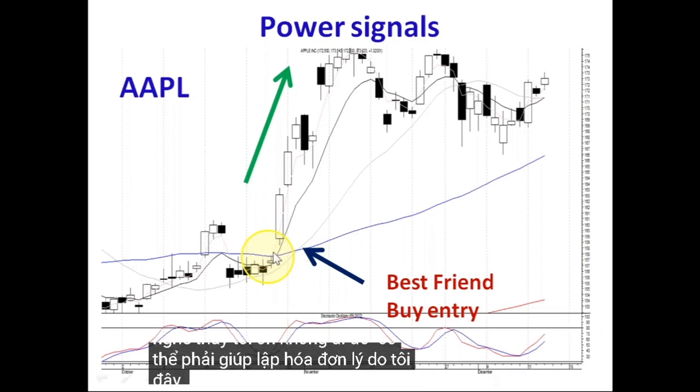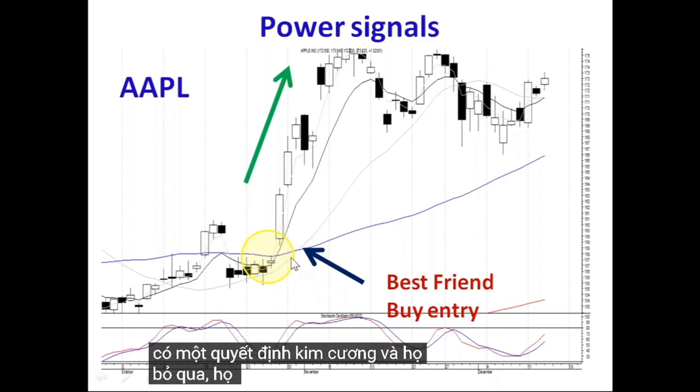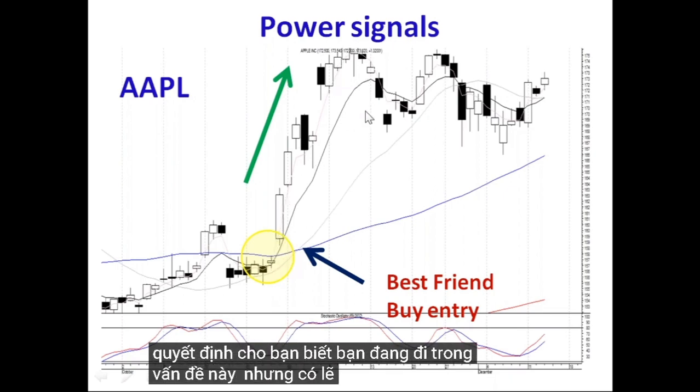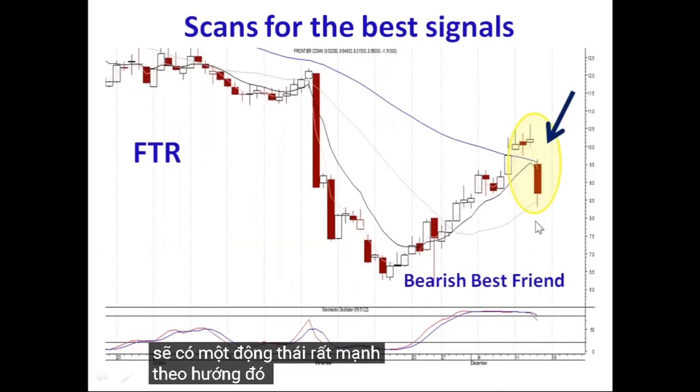The reason I rank this as number one is because if you have a day of indecision and they gap it up, they've told you immediately what their decision is. And not only is the decision telling you they're going in this direction, but there's probably going to be a very strong move in that direction. Same scenario on the downside.